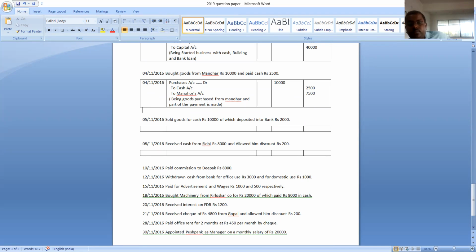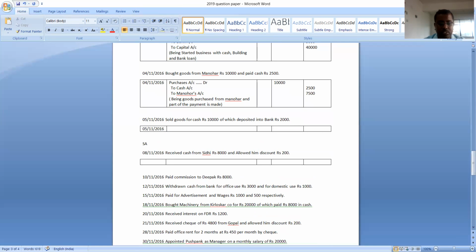Yes, what is the transaction? See here, it is dated 5th November 2016. The transaction is: sold goods for cash rupees 10,000, of which deposited into bank rupees 2,000. Let's see how many accounts will come.